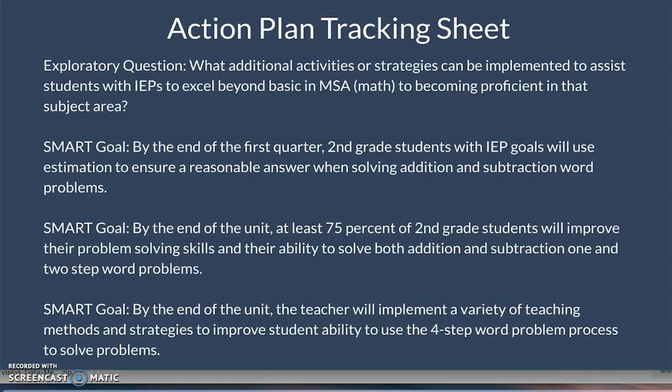SMART goal number 1 is by the end of first quarter, second grade students with IEP goals will use estimation to ensure a reasonable answer when solving addition and subtraction word problems. The second was by the end of the unit, at least 75% of second grade students will improve their problem-solving skills and their ability to solve both addition and subtraction one- and two-step word problems.